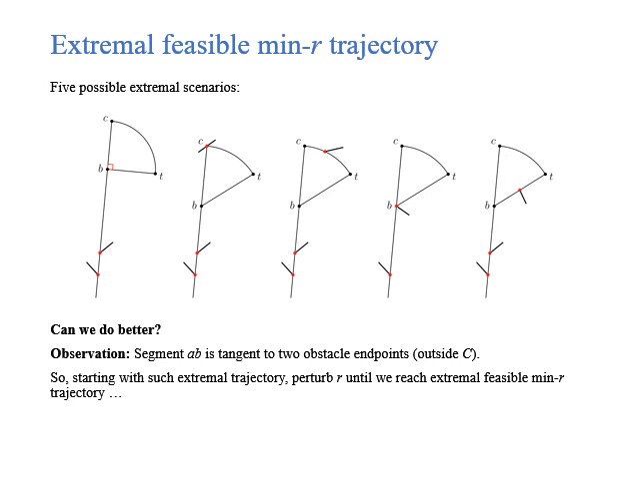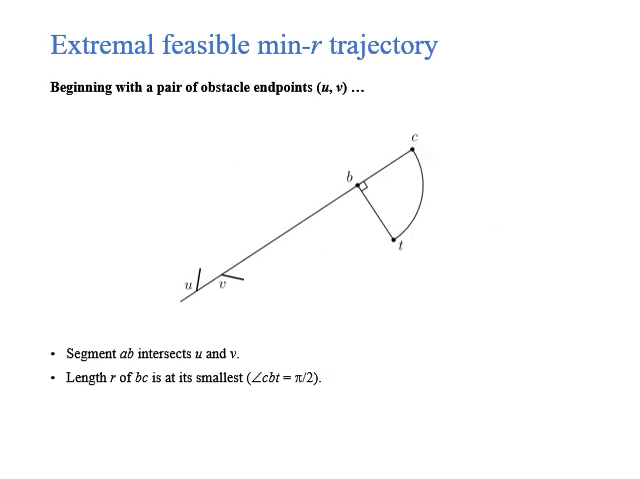The answer is yes. And we begin with another observation, which is segment AB is always tangent to 2 obstacle endpoints. So we're going to start with such extremal trajectory and perturb the value of r while maintaining those tangencies until we reach the extremal feasible trajectory with the minimum value of r. And now I'm going to go through the specifics of how to do those perturbations.